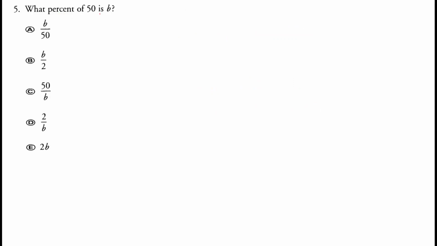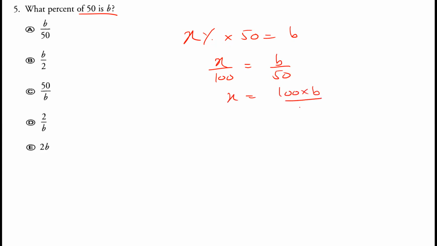Now, what percent of 50 is B? Let's suppose X is the percent such that X percent of 50 equals B. Now this is X over 100 equals B over 50. X equals 100 multiplied by B divided by 50. 5 ones are 5, 5 twos are 10, this equals 2B. So the correct option is B.